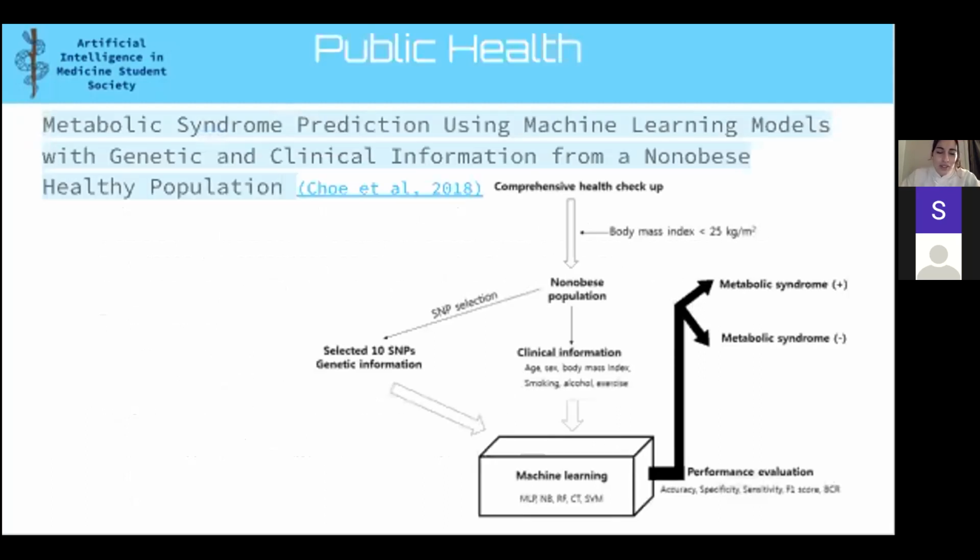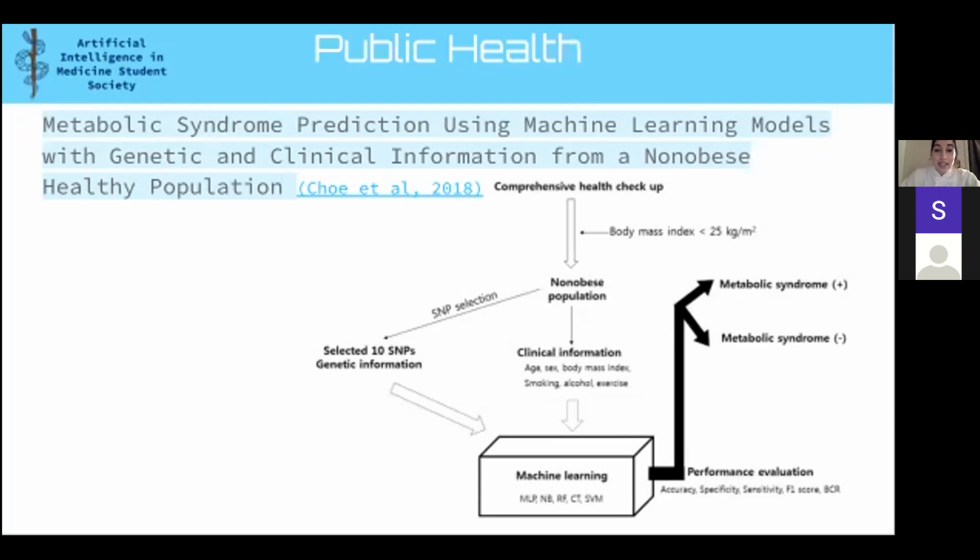So I thought this was an interesting paper. Metabolic syndrome, I'll just quickly define it. Metabolic syndrome is a cluster of conditions that occur together that increase your risk of heart disease, stroke, and type 2 diabetes. These are things like increased blood sugar, high blood pressure, excess body fat around the waist specifically, high low density cholesterol, or high triglyceride levels. A lot of people who have metabolic syndrome are also obese. So when you see an obese person, they usually also have metabolic syndrome. But there are a lot of people who have metabolic syndrome who are not obese.